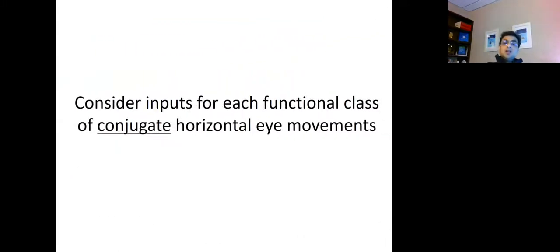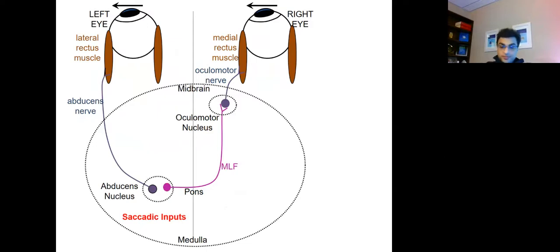So now let's consider inputs for each functional class of conjugate horizontal eye movements. Saccade inputs. Like I was telling you, saccades are the fastest eye movements that humans make, and they are the most prevalent eye movements that we make. In order to make saccades very fast, you need a lot of juice, a lot of electricity. You need to have at least 100 spikes per second or more. So when we used to record from non-human primate brains in their saccade generating areas, we always would get these cells which have very high firing rate. And that very high firing rate fuels enough juice for that muscle to contract so fast to make rapid eye movement.